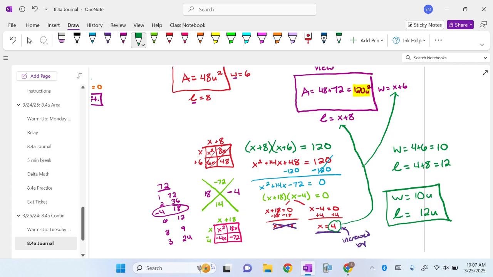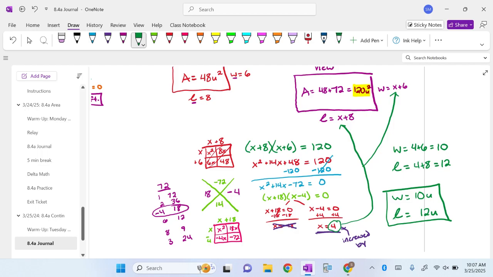Now, just to check ourselves with its area, is 10 times 12 in fact 120? Yes, it is. So we did have the correct side lengths. All right, any questions on finding area with quadratics?